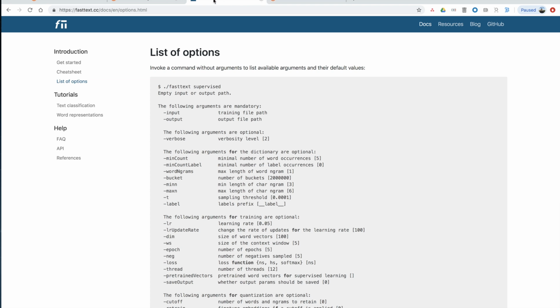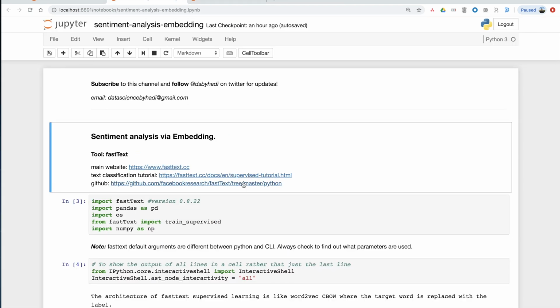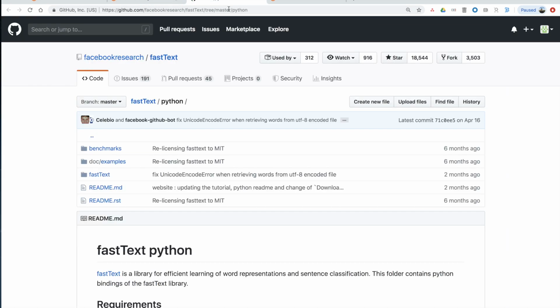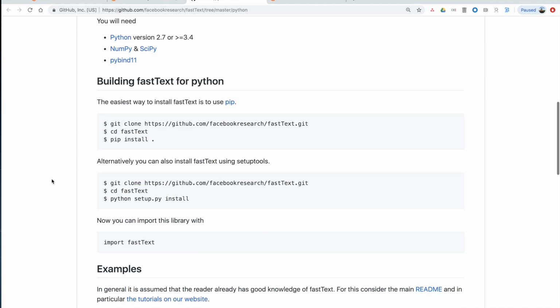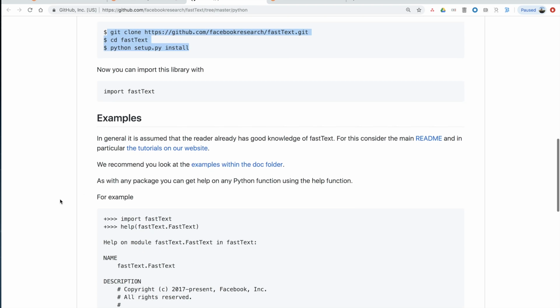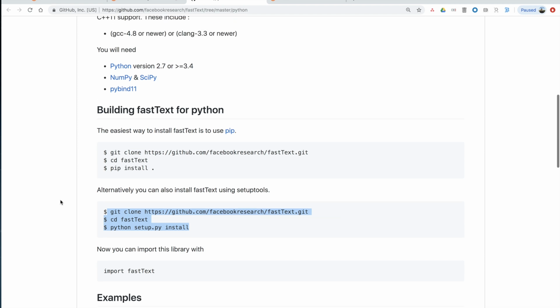All right, so this is about it. For this Python package, you could go to this GitHub page they have, and you will see the requirements. Mostly you probably have them, and then there are two ways to install the Python package. It's straightforward. You shouldn't have any problems with that. Cool.